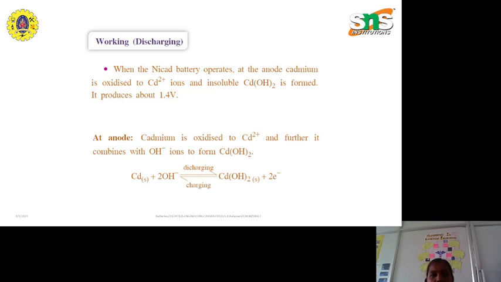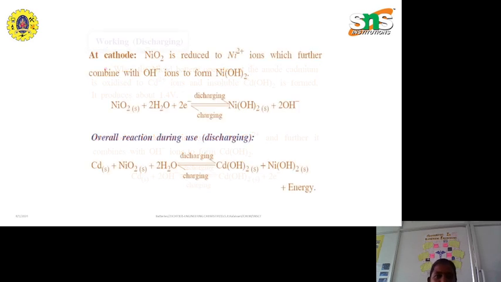At anodic part, cadmium, first reaction, liberation of the electrons. Second reaction, cadmium ions combine with the hydroxide ions to form cadmium hydroxide. Forward reactions represent the discharging process, that means working process.